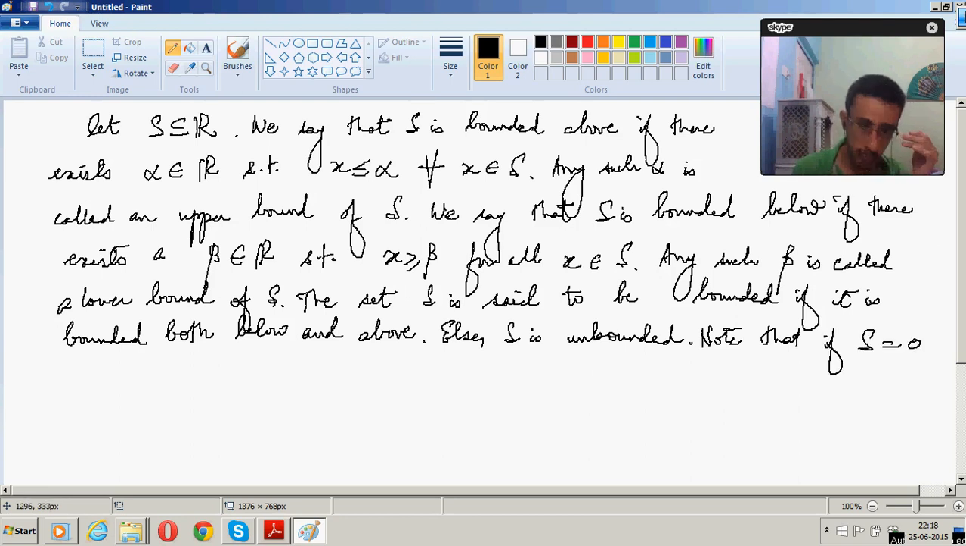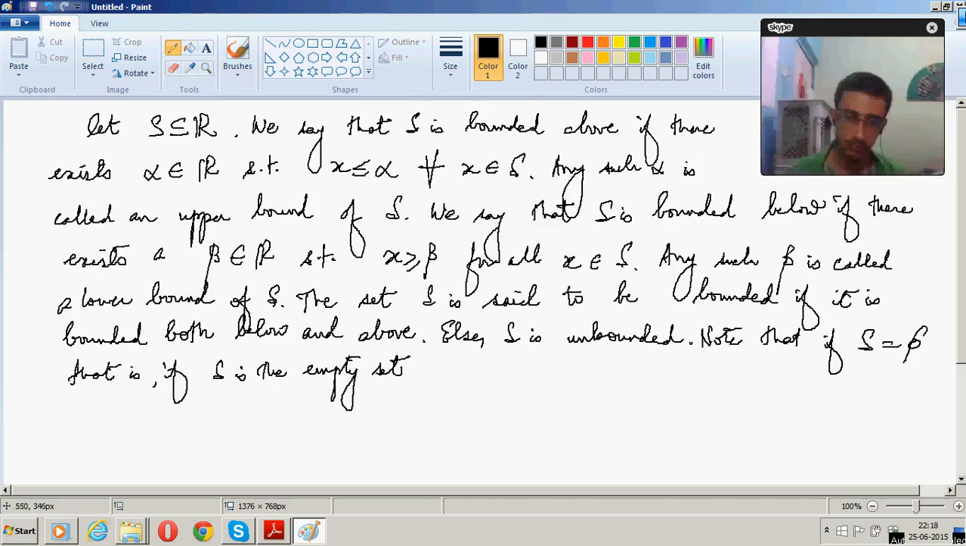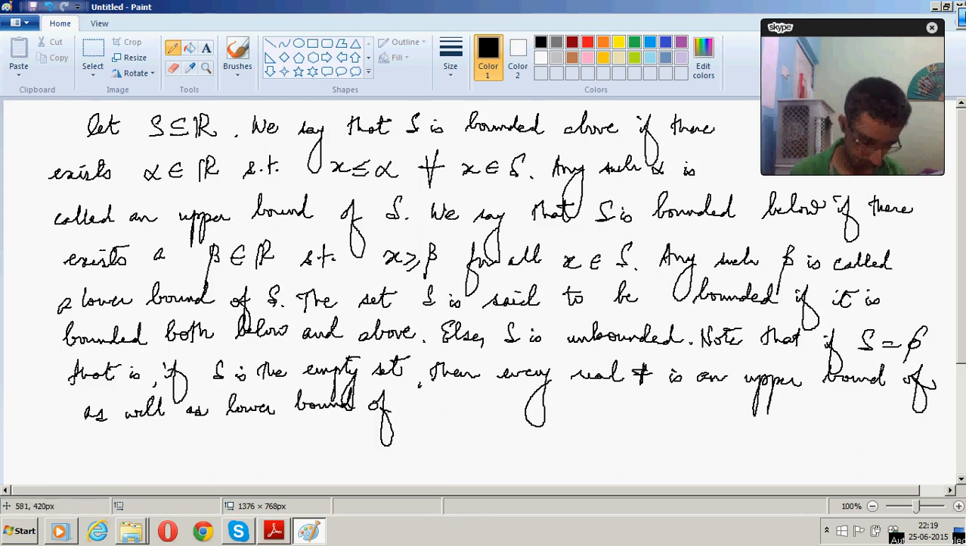Note that if S is the null set, that is, if S is the empty set, then every real number is an upper bound of S as well as a lower bound of S.